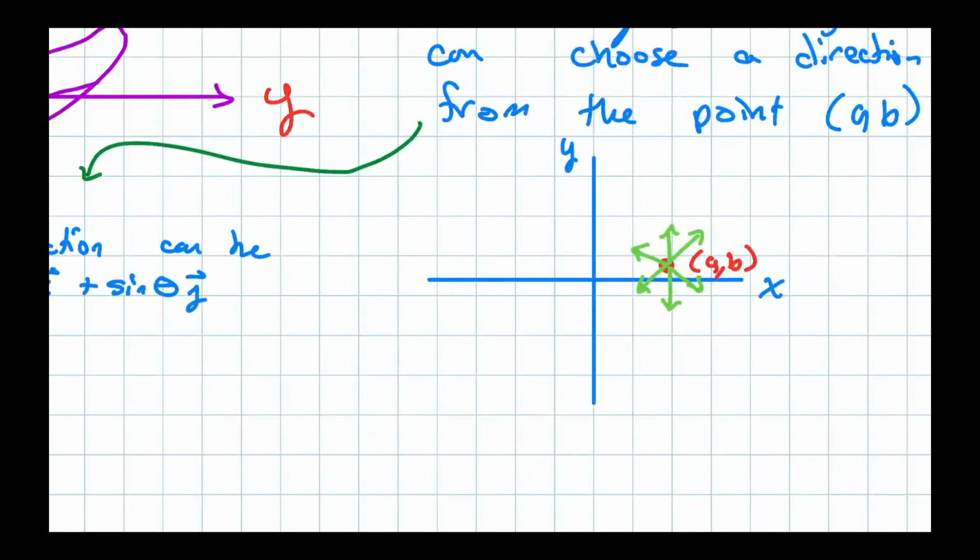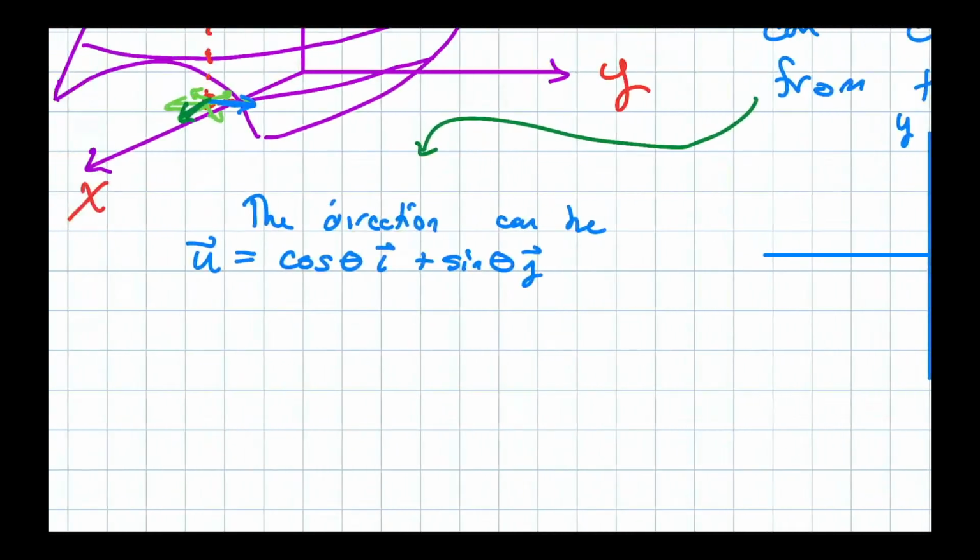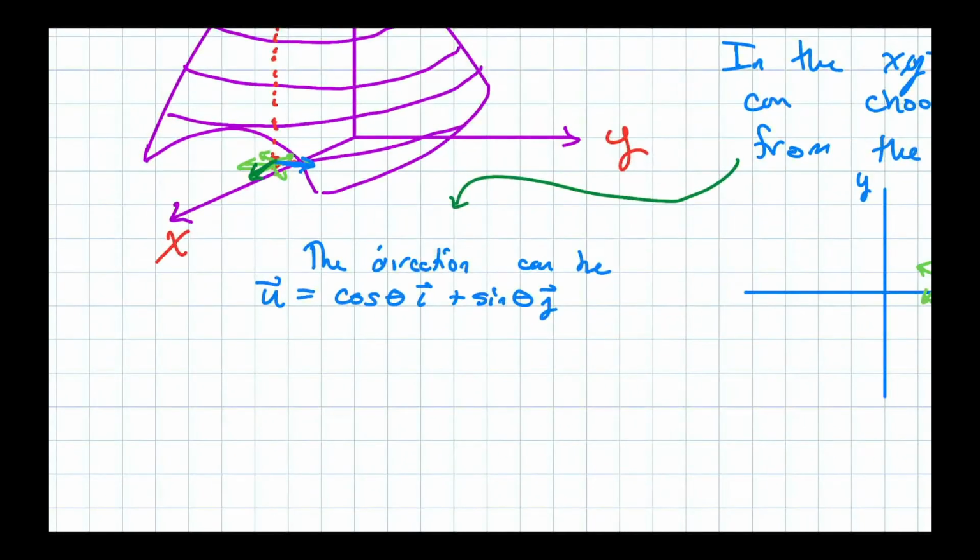So 0 is going to be straight out to the right, 90 degrees is going to be straight up, 180 is going to be out to the left, and so on, right? The normal theta that we normally use to get a direction there. Okay, so the direction can be listed that way.